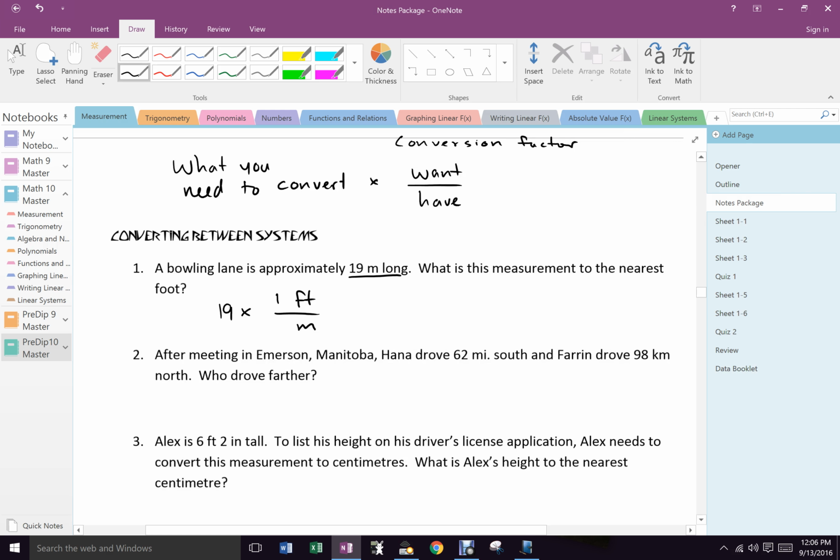1 foot is 0.3048. Now, the 1 is in the numerator spot. Do you need that 1? Because technically what we're doing here is 19 times 1 divided by 0.3048. Do you need that 19 times 1 step? No, it's just 19 divided by 0.3048, right? So you do that math, and you get 62 point what?